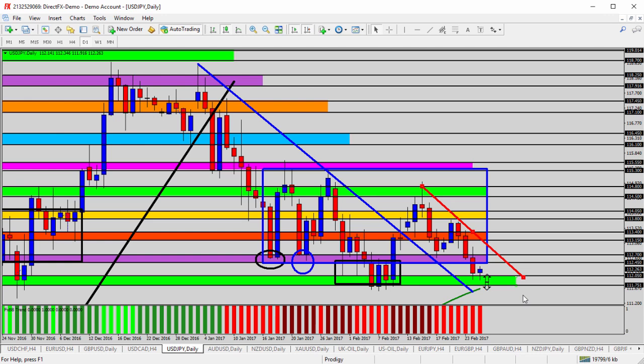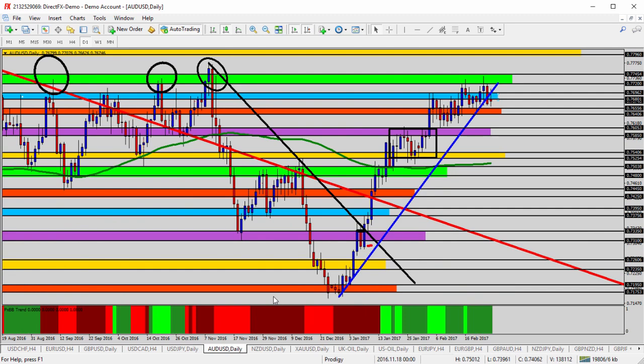Watch for the breakdown of the green shaded area. Your first, of course, obvious resistance is the purple zone, 112.45, 112.70. You saw it back here inside this black box anyway. So we know that right now we're pretty much between our support and resistance here for the dollar yen today.